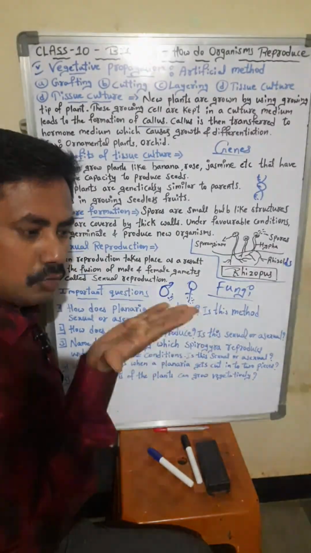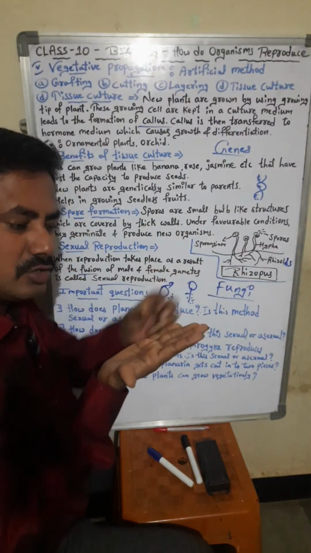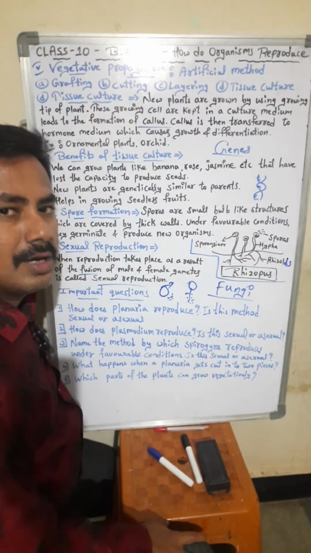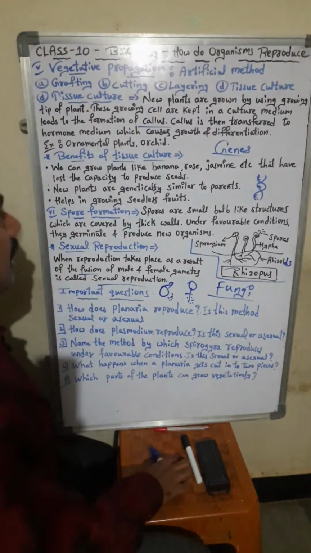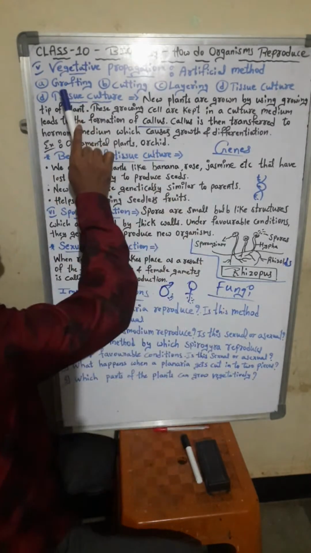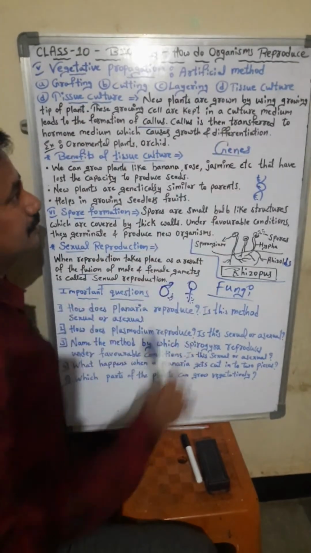Bryophyllum is an example. From the peripheral region of the leaves, new plants will grow. Example is bryophyllum. Artificial methods in vegetative propagation: grafting, cutting, layering.